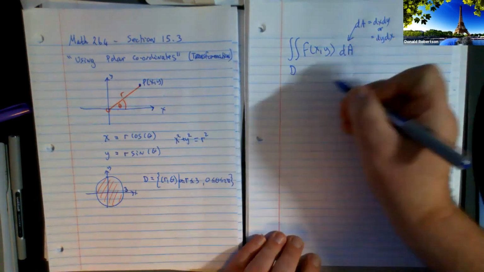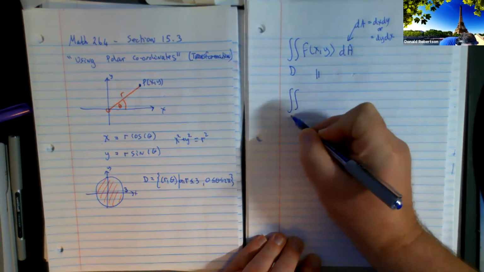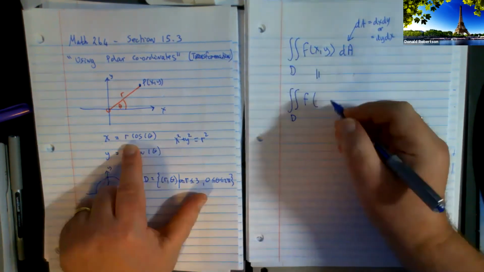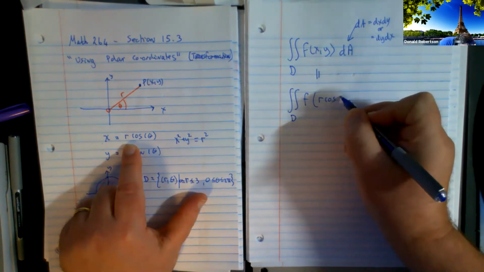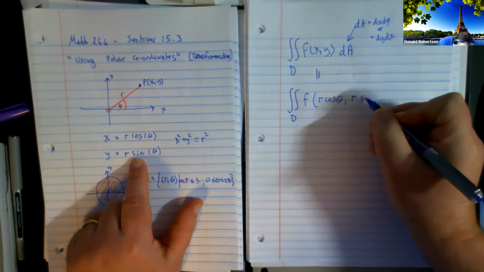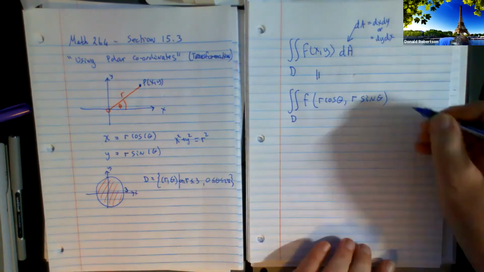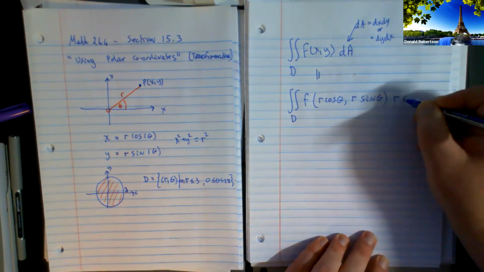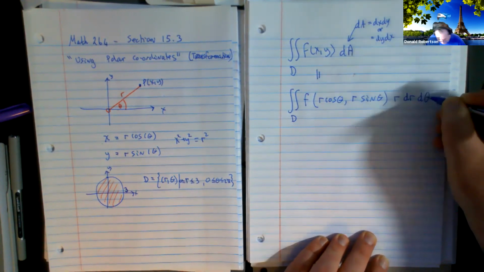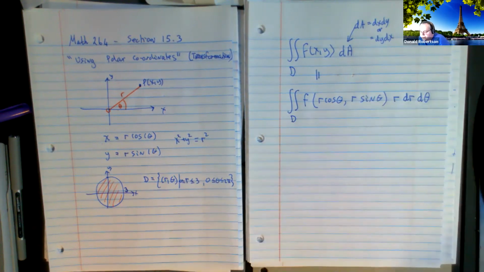This is equal to the double integral over D of f. Instead of the x's, you replace all the x's with r cos theta. Instead of the y's, you replace them all with r sine theta. You don't have a dA anymore. What you have is an r, yep, an r, a dr, and a d theta. Or an r, d theta, dr, if you want to switch it the other way around.